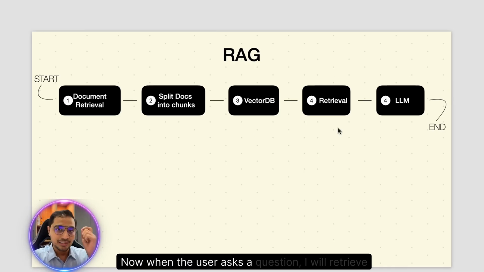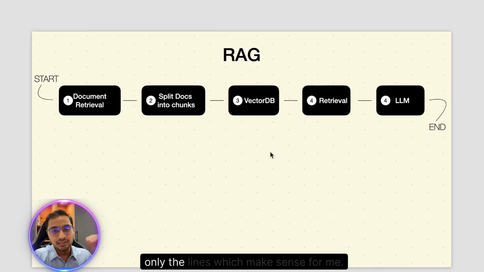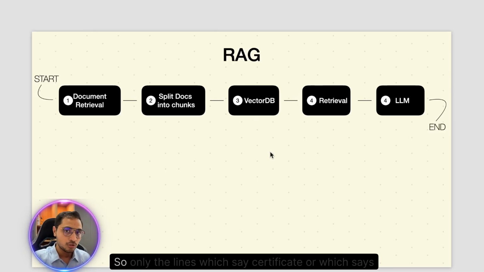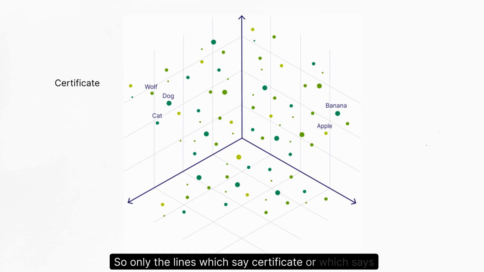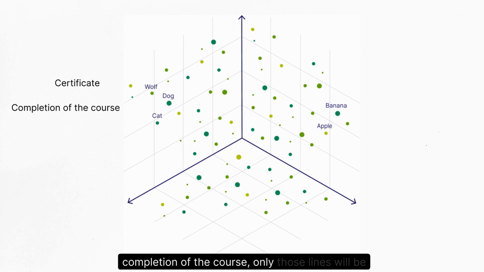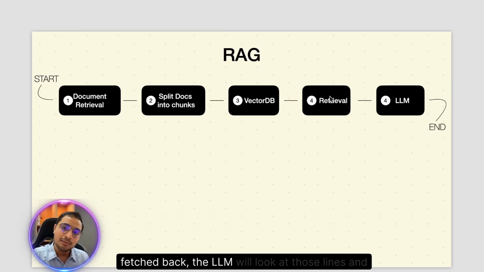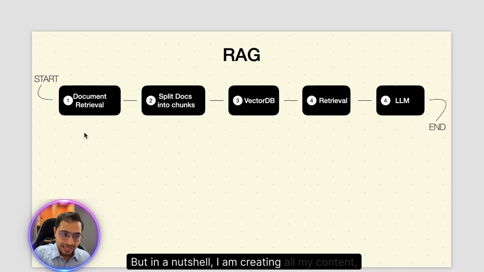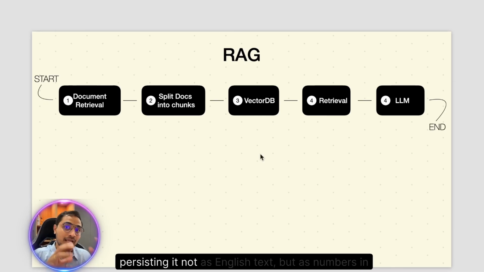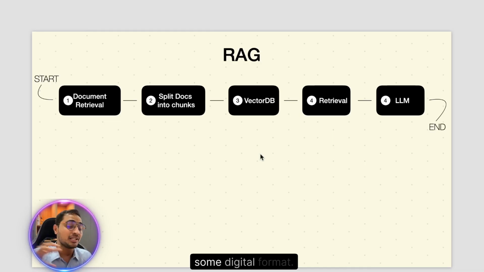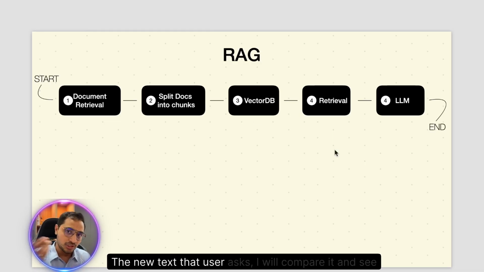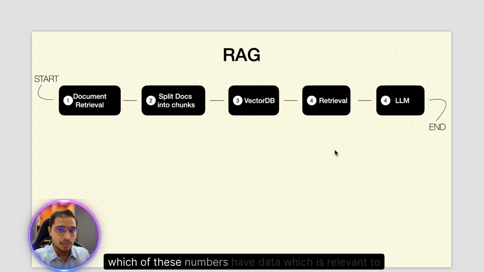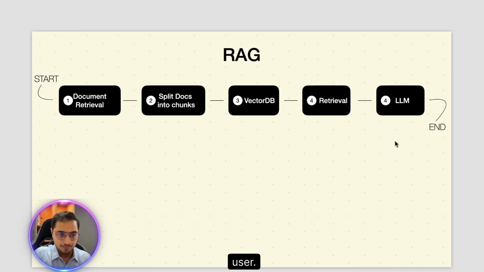Now, when the user asks a question, I will retrieve only the lines which make sense for me. So only the lines which say certificate or which say completion of the course, only those lines will be fetched back. The LLM will look at those lines and make the response. But in a nutshell, I am creating all my content, persisting it not as English text, but as numbers in some digital format. The new text that the user asks, I will compare it and see which of these numbers have data which is relevant to what the user is asking, fetch that information and create the response for the user.